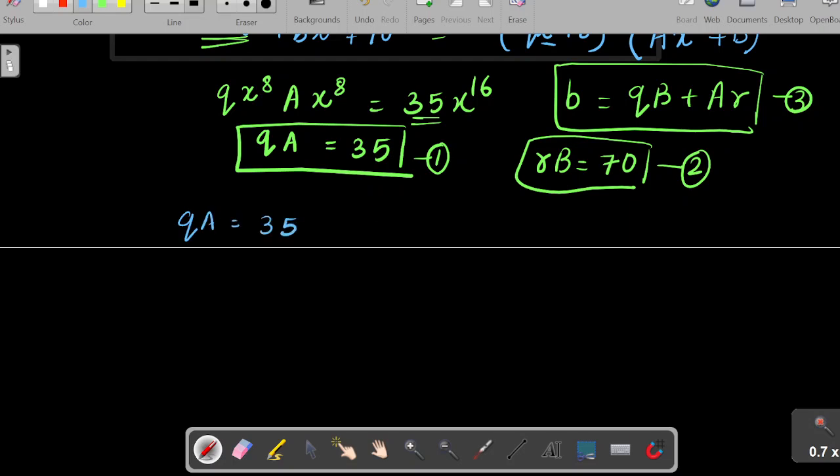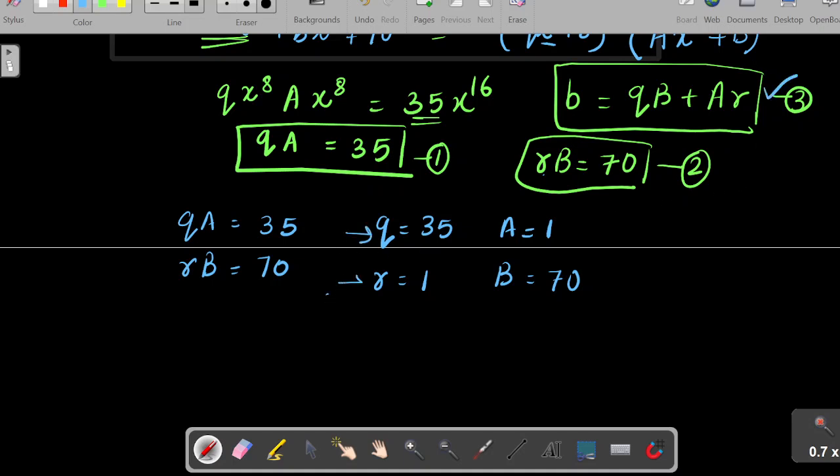That means these are the factor pairs. q and a are the factor pairs of 35. So in short, I can assume that q is 35, then a is going to be 1. Or if a is 35, q will be 1. Similarly, can I comment on r and b also? Because rb equals 70. So can I say that if r equals 1, b equals 70, right? Now I have the third equation as well. I got some estimated values of q, r, a, b.